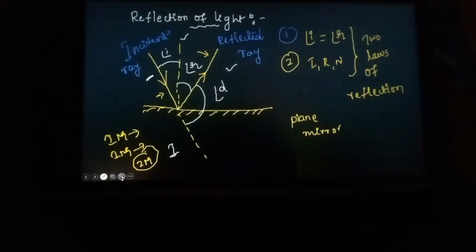Coming to the next one, the angle of incidence is i, the angle of reflection is r, the angle of deviation is d. Now we will work out the angle of deviation.